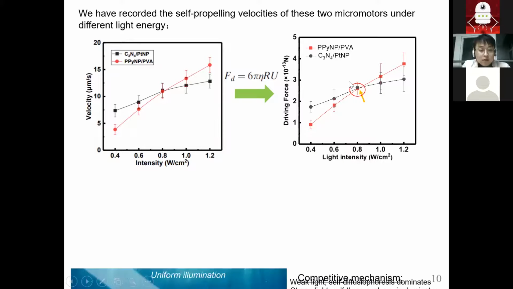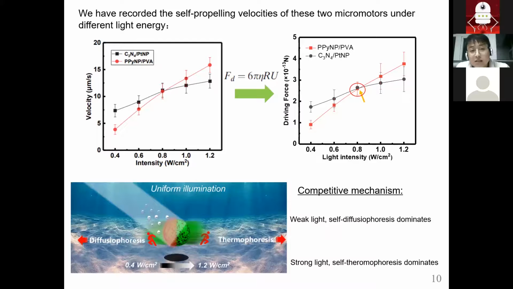So it can be concluded that these two mechanisms exist in the micromotor, and it's the dominant mechanism that determines the motion behavior of the carbon nitride and polypropylene-based micromotor, namely under weak light self-diffusiophoresis dominates, and under strong light self-thermophoresis dominates.